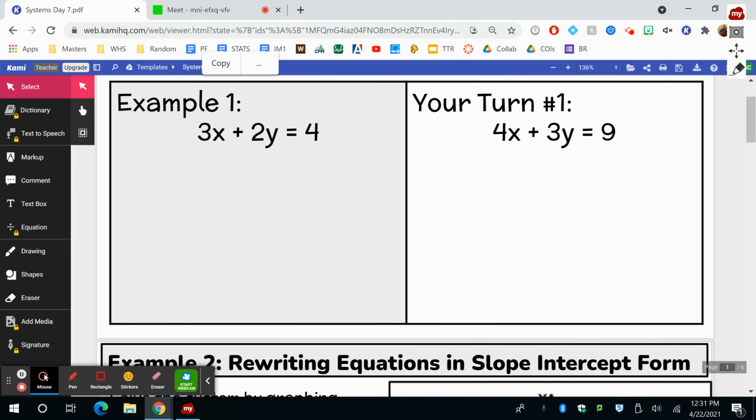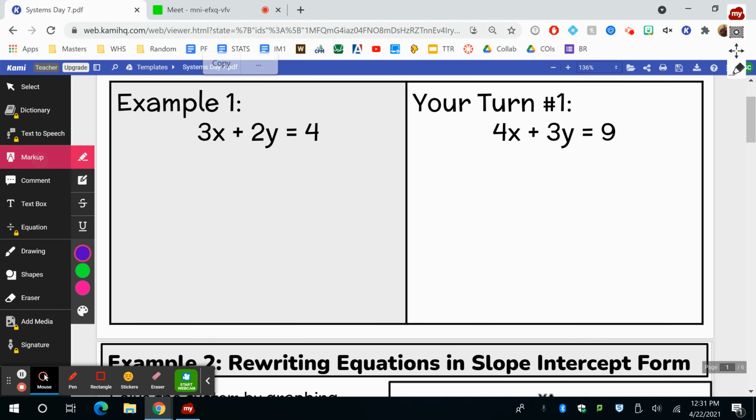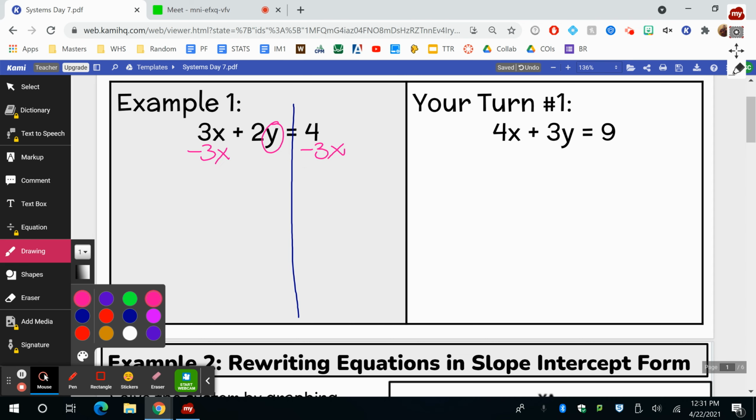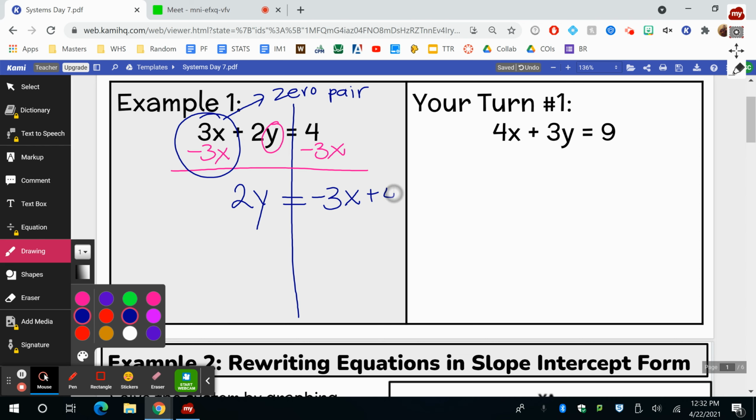Okay, so example one, I need to solve for y. So I want y to be by itself. That means I need to get rid of the 3x and the 2. So in order to do that, I'm going to subtract 3x from both sides. Subtracting 3x from both sides. This goes away because they're zero pairs. That is a zero pair. So that goes away, and I'm left with 2y is equal to negative 3x plus 4.